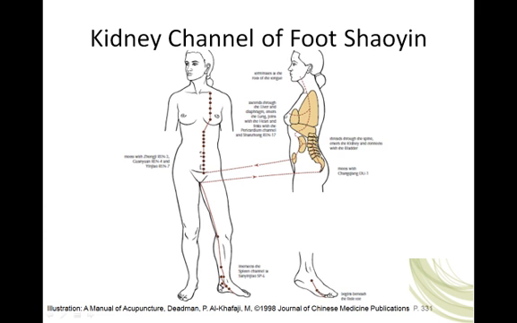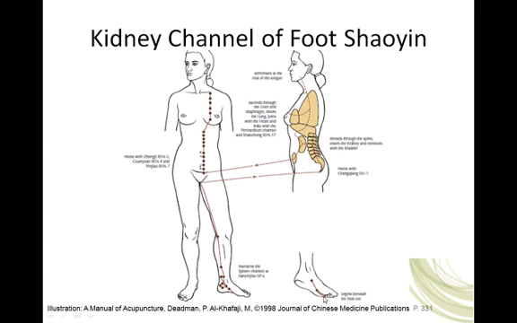and descends towards the heel, and then ascends again. It meets with the spleen channel at spleen 6, San Yin Jiao, superior to the medial malleolus on the posterior border of the tibia. And you will notice the channel comes up, right?